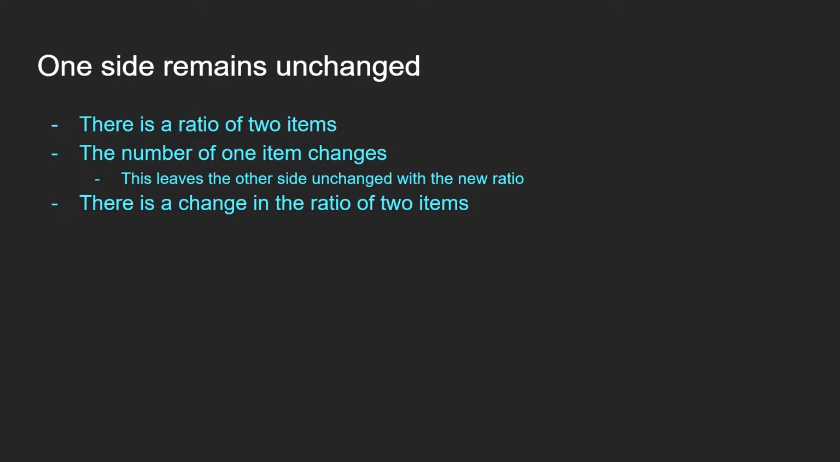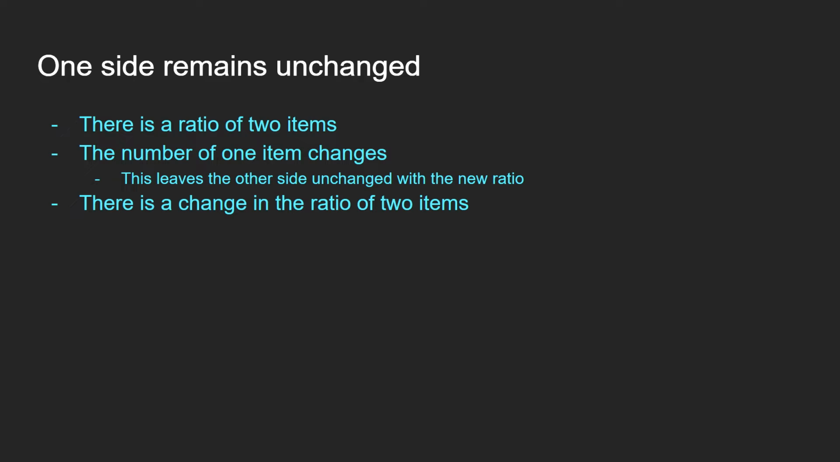So, let's say we have a ratio of two items, and the number of one item actually changes. So, the numerical value of one item changes. And in this case, it actually leaves the other side unchanged with the new ratio. For example, I can say that the ratio of apples to oranges I have is 2:1. And let's say I suddenly give away 2 apples. Perhaps the ratio changes into like 3:2. That's an example.